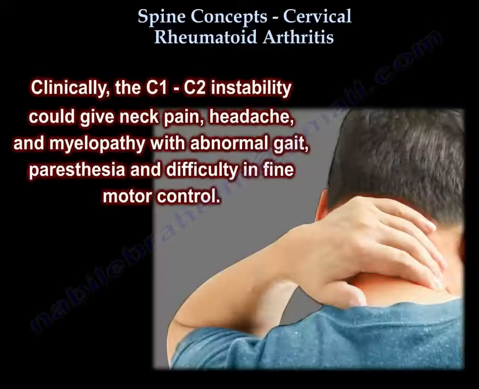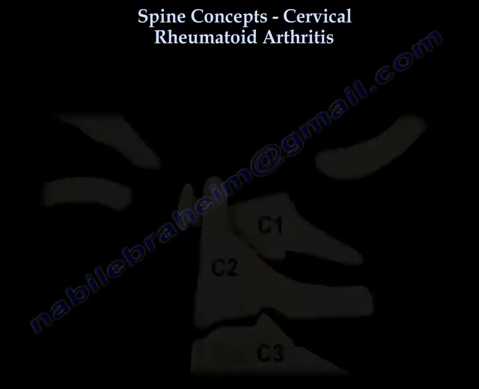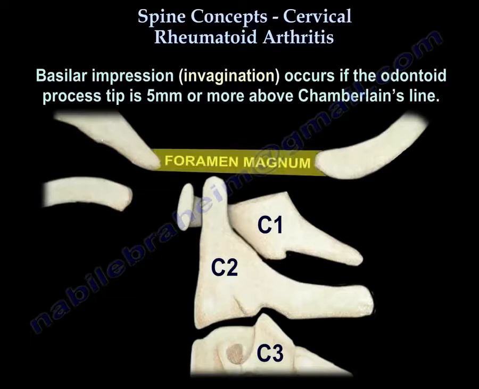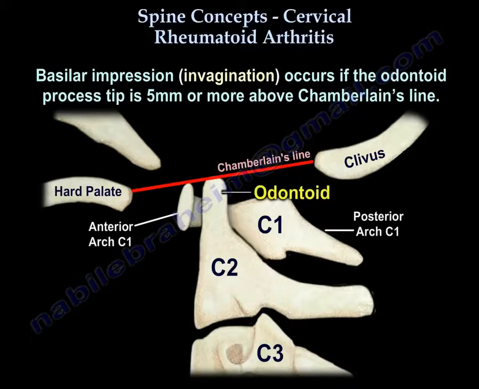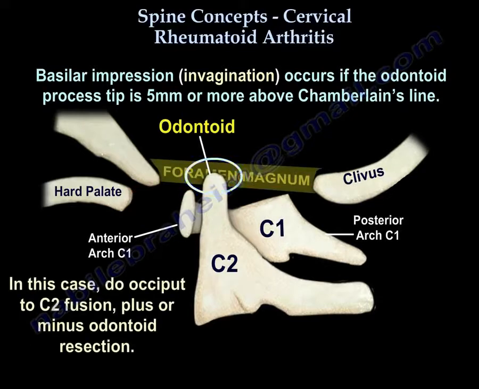Clinically, the C1, C2 instability could give neck pain, headache, myelopathy with abnormal gait, with paresthesia, with difficulty in fine motor control. The second condition is called the basilar invagination, which occurs in about 40% of the patients with rheumatoid arthritis. Basilar invagination is superior migration of the odontoid, so the tip of the odontoid is above the foramen magnum. In this case, you do occiput to C2 fusion, plus or minus odontoid resection.